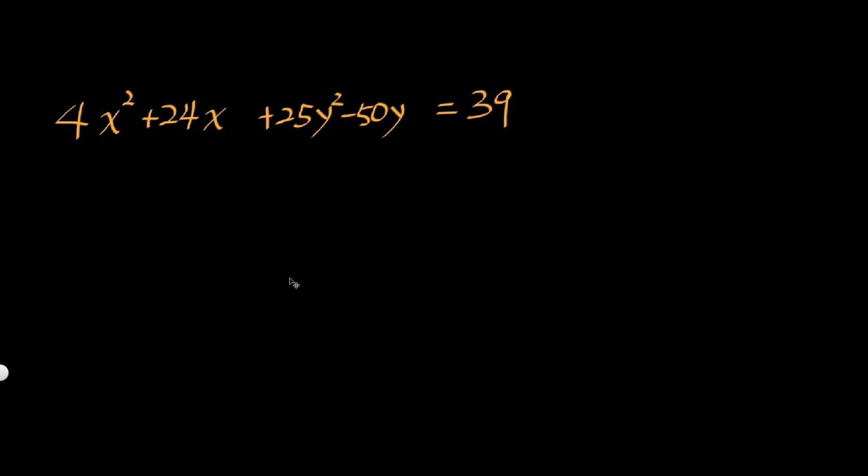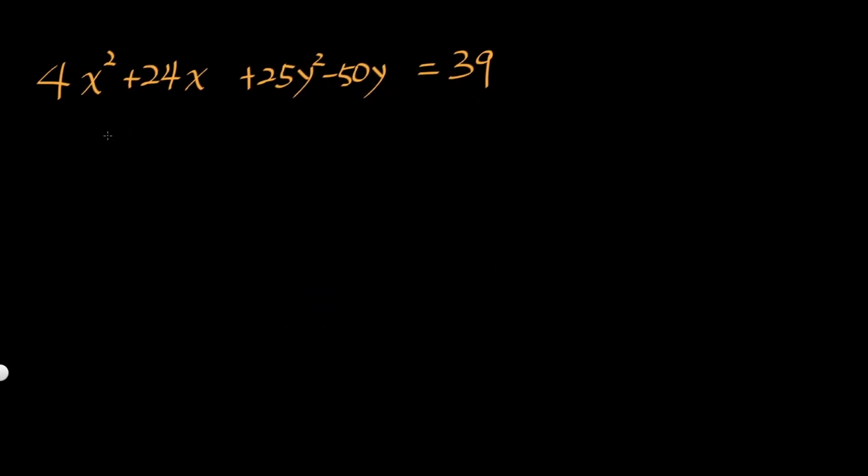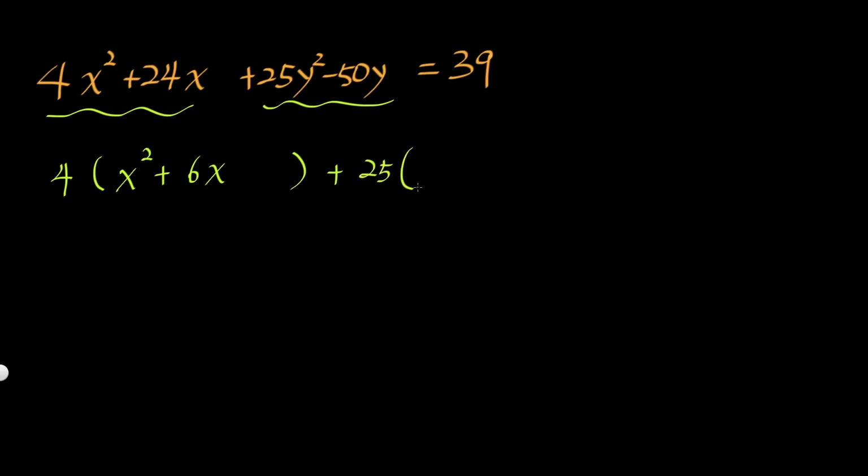They're both squared, so it's not a parabola, but the coefficients for x squared and y squared are different, and they're both pluses. That means it's going to be an ellipse. So I'm going to factor 4 out for the x's and 25 out for the y's. So 4 factored out, it's going to be x squared plus 6x, leave some space, plus 25 factored out, y squared minus 2y, leave some space, is equal to 39.